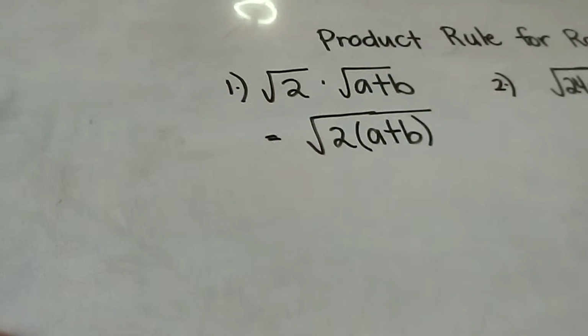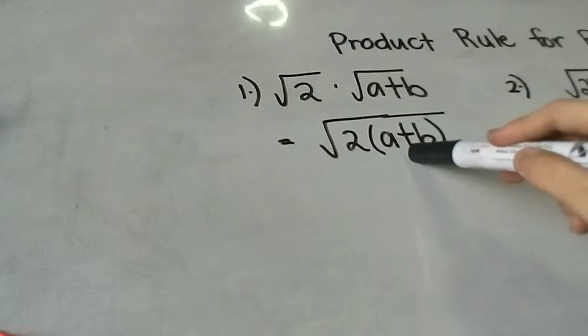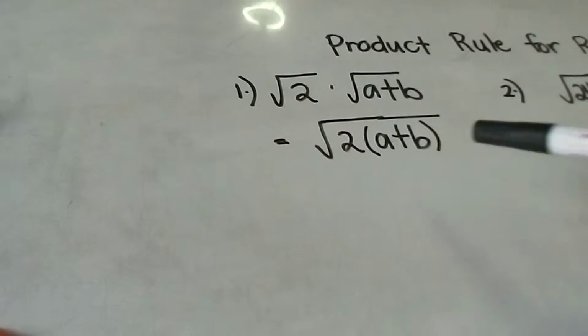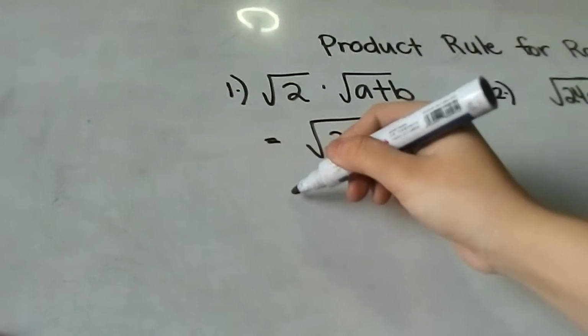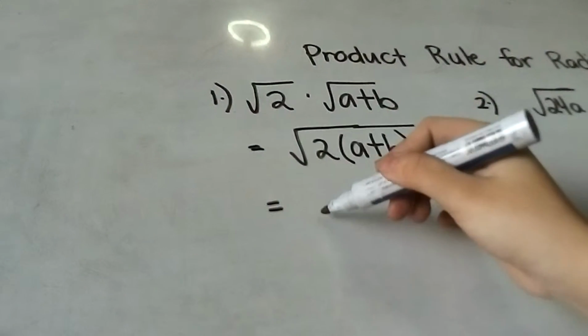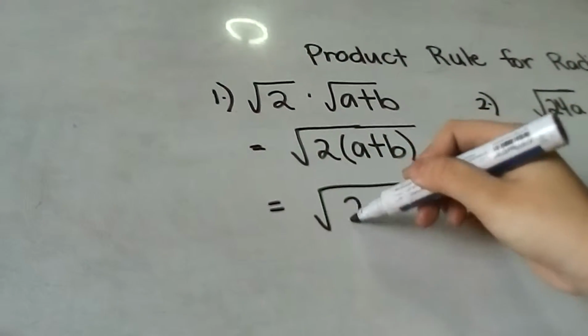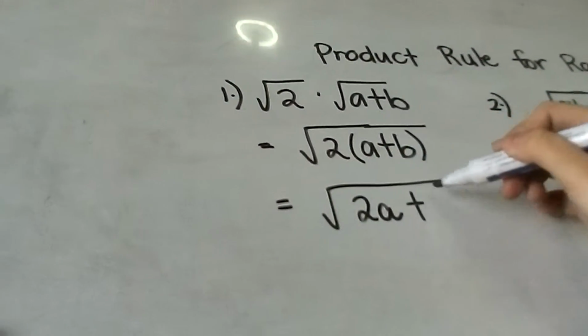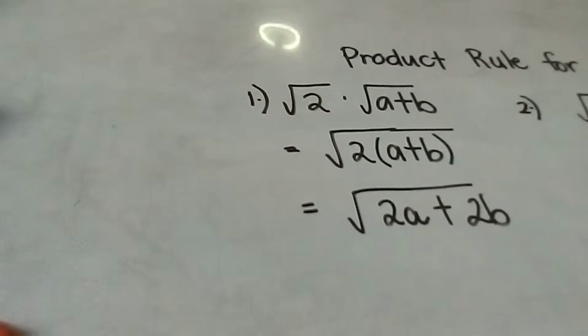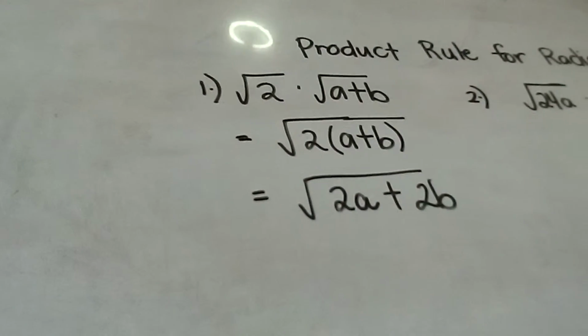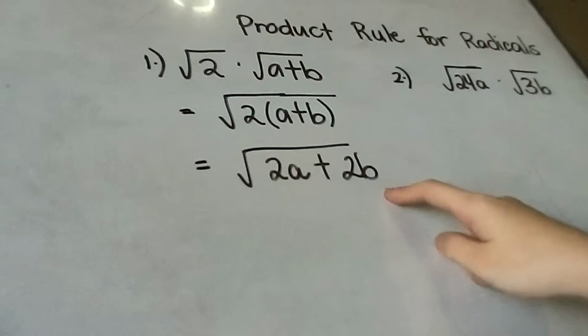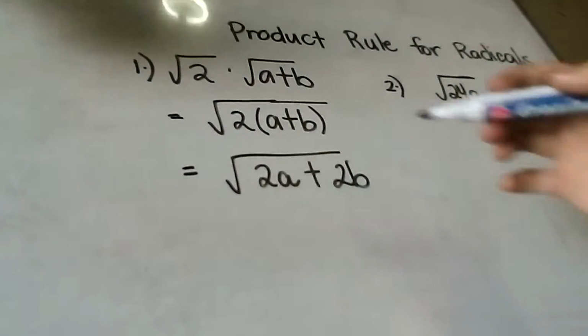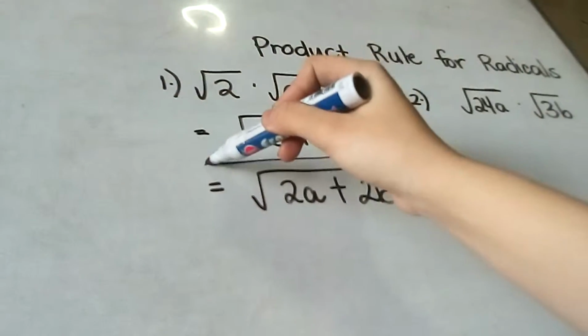Then, we need to distribute the 2 into a plus b. So, it's also the same as 2a plus 2b. Did you get the final? This is the final answer.